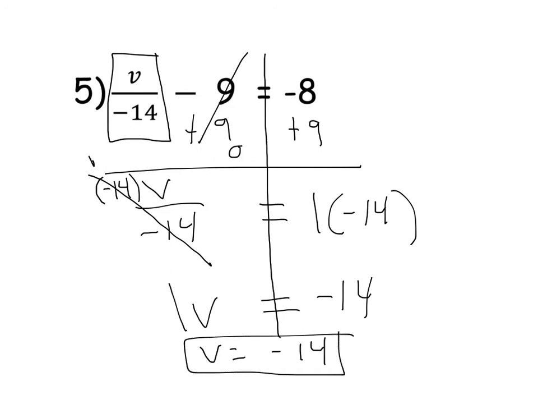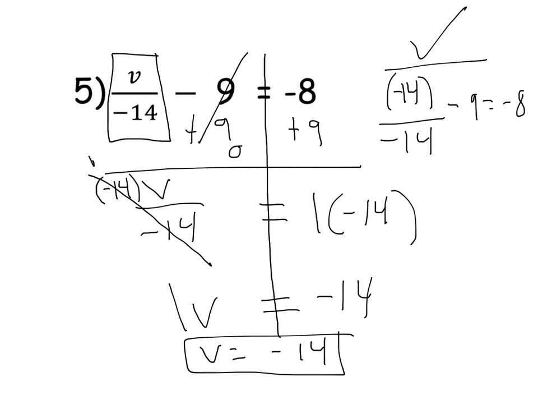So let's check it. You should always show your check, and then you know you get 100%. We're going to plug -14 in over -14 minus 9 should be equal to -8. Again, you can type this in your calculator. You can type -14 divided by -14 minus 9, or you can use the fraction key, -14 ABC -14 minus 9. You put that in and you will find that you get -8 equals -8.